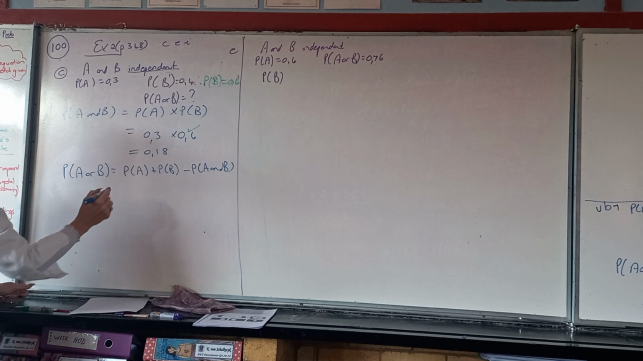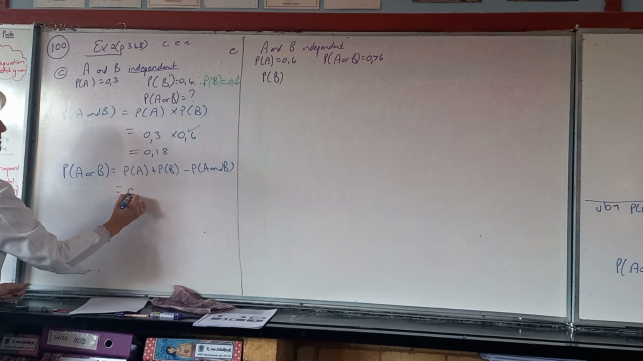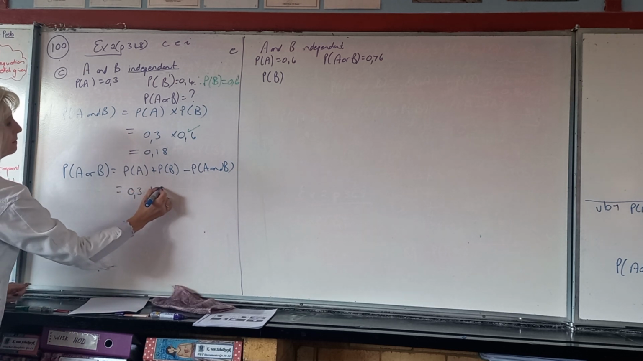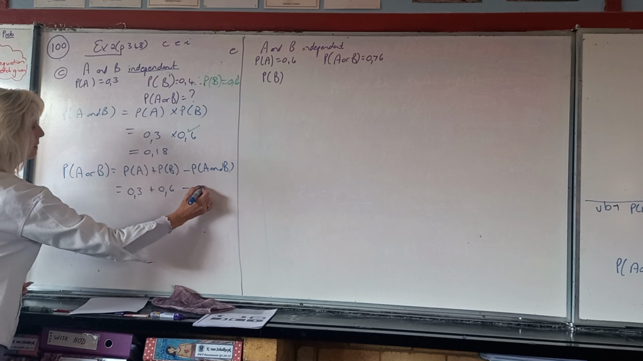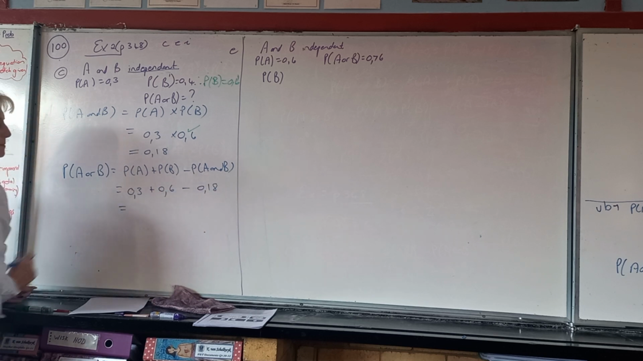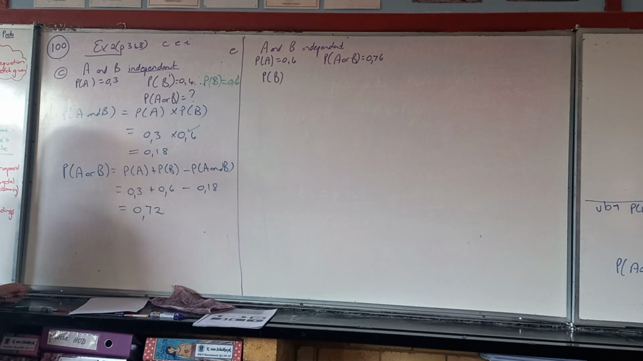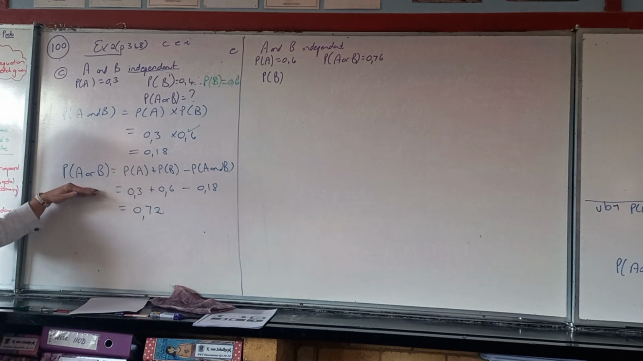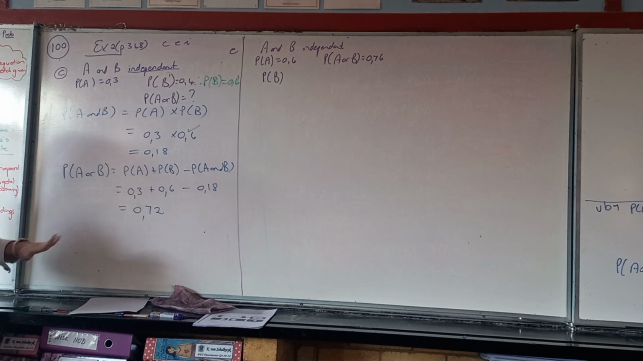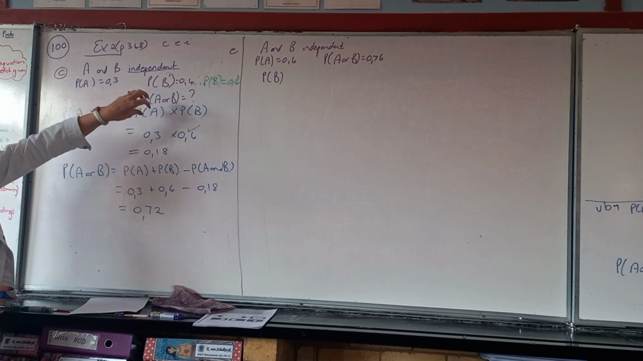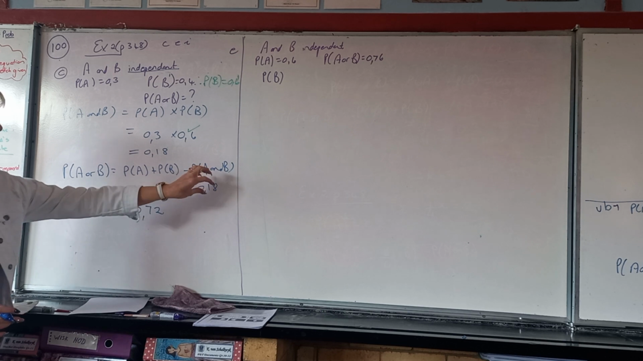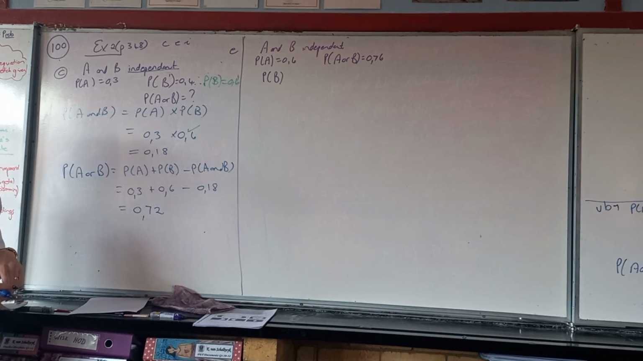Yes, ma'am. Alright, so substituting them in, 0.3 plus 0.6 minus 0.18 gives me an answer of 0.72. That's the answer for P(A or B). You don't have to rewrite it, because I see sometimes kids have a problem with that. Done. But you had to go find the and part first using the fact that they are independent, otherwise you didn't have an and part to put in there.